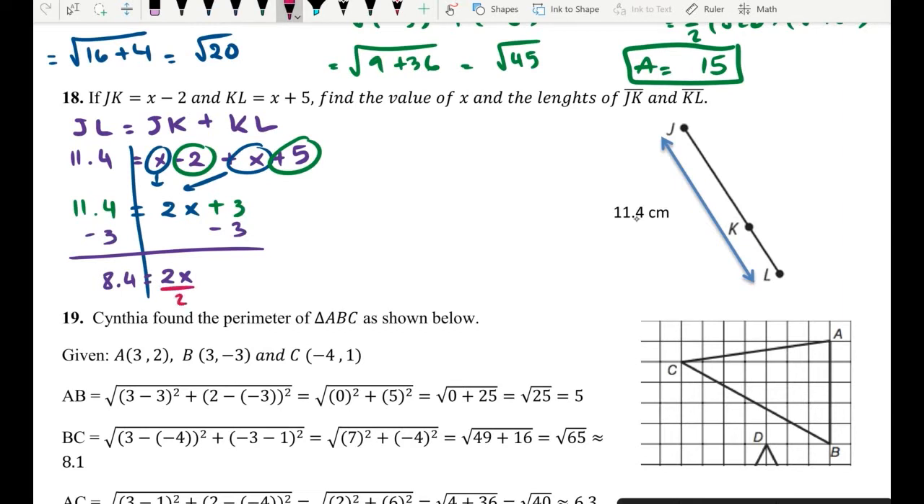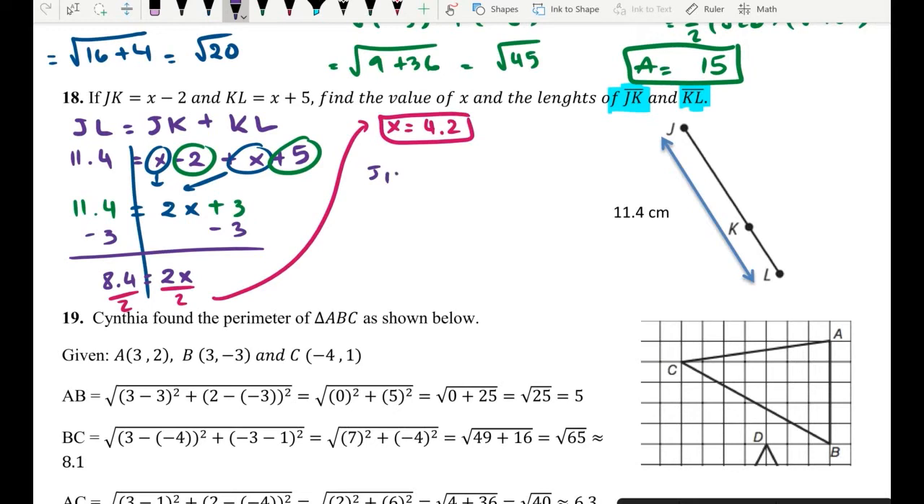And we divide by 2 on both sides. x equals 4.2. Okay, give me a second, let me check the work really quick to make sure I didn't make any mistake. Minus 3 on both sides, so 11.4 minus 3 is 8.4, and divided by 2 is 4.2. Yes.